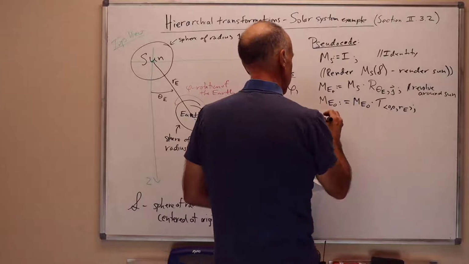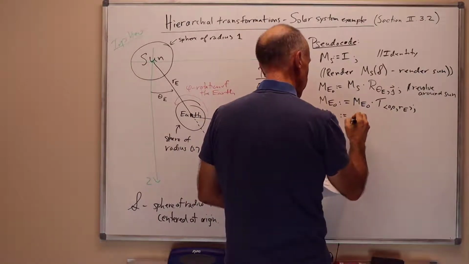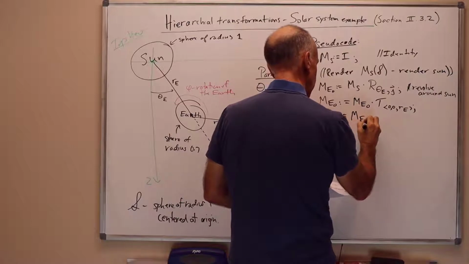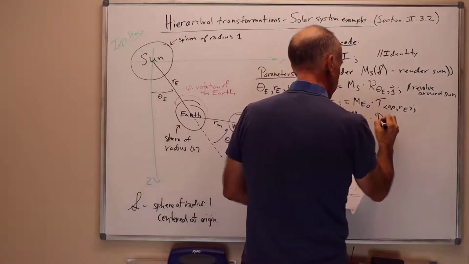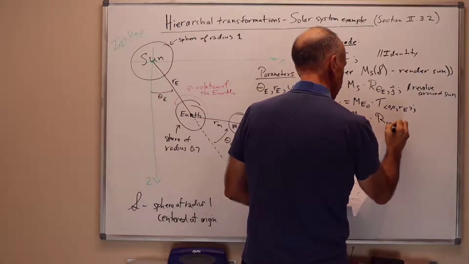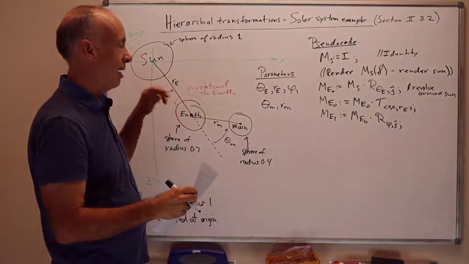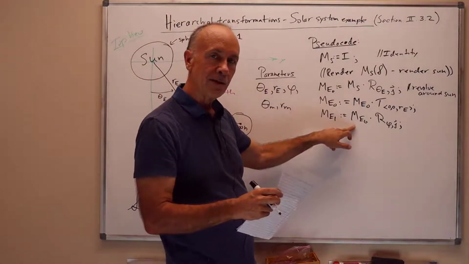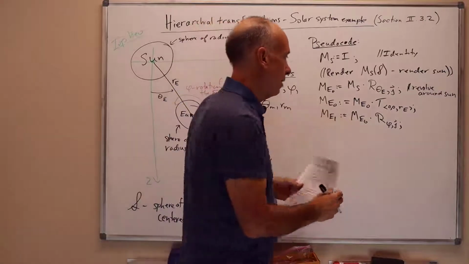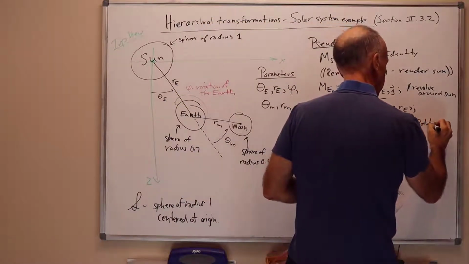And then we use another matrix, m e1, which is going to be set to m e0 times R phi j. And this is going to rotate the Earth on its axis. So we went from m e0 to m e1. We're saving m e0 to use that later on with the moon. And so this rotates the Earth on its axis.